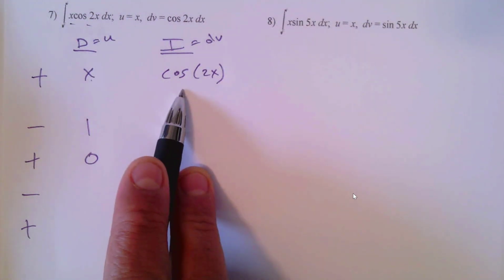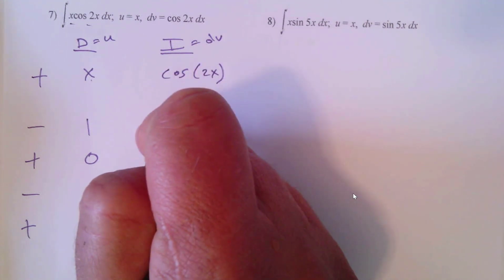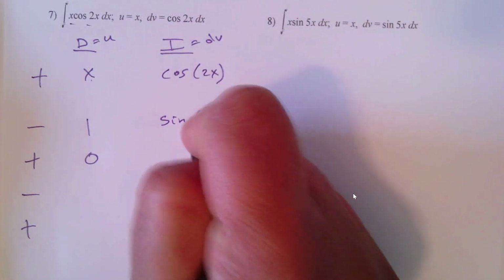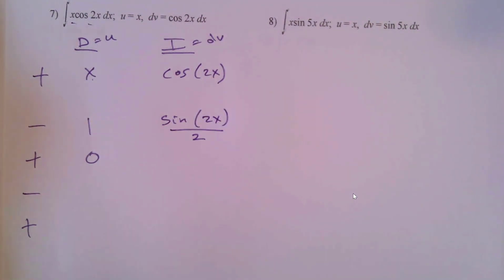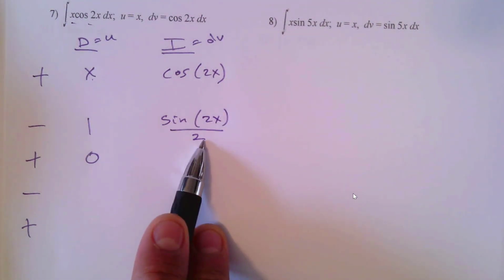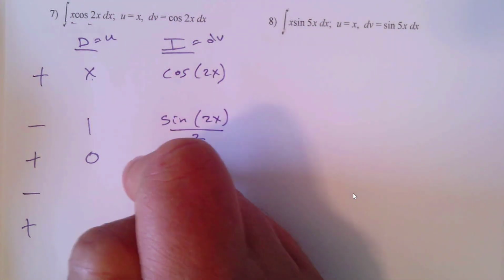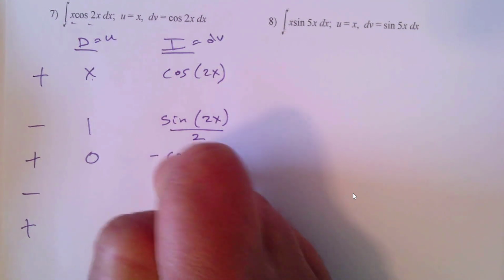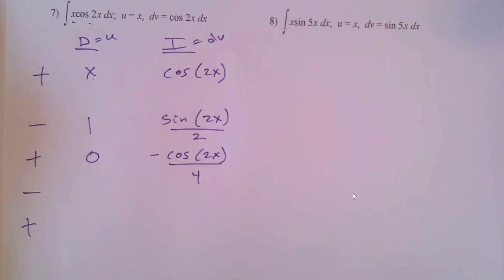This one, we got cosine of 2x. Integrate. Well, the antiderivative of cosine is going to be sine of u divided by du, which is going to be sine of 2x over 2 down here. And if we integrate this again, it's going to be negative cosine of 2x divided by 4.